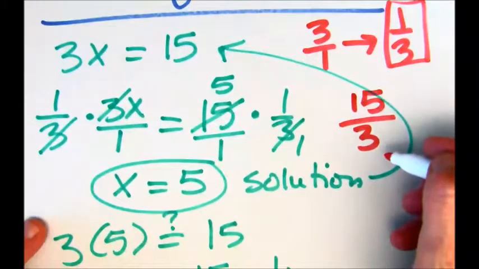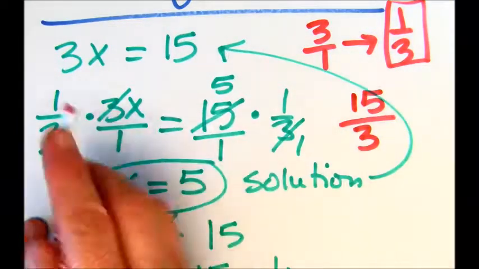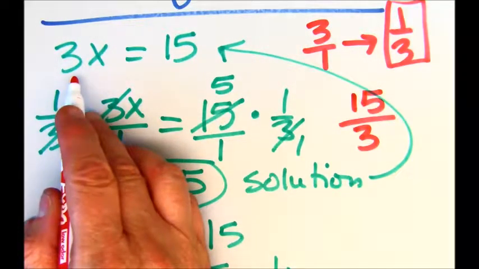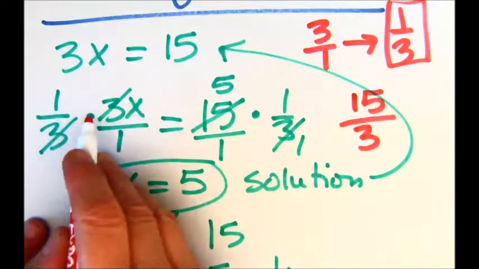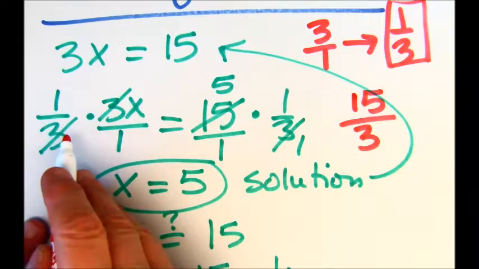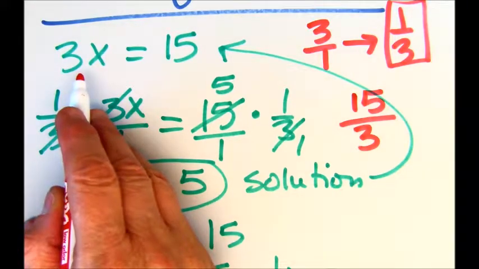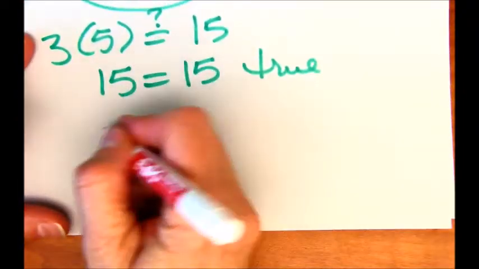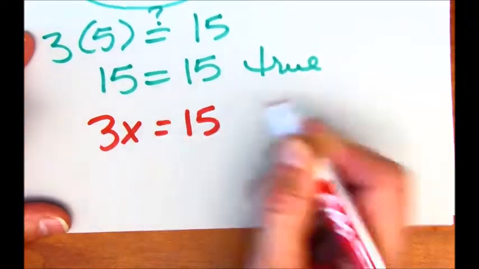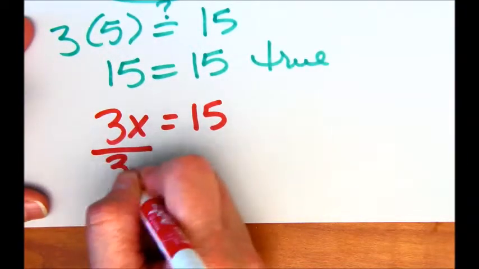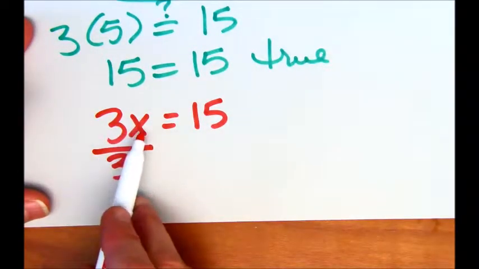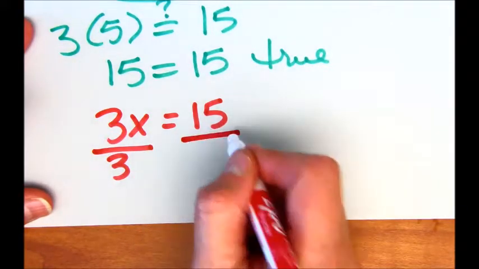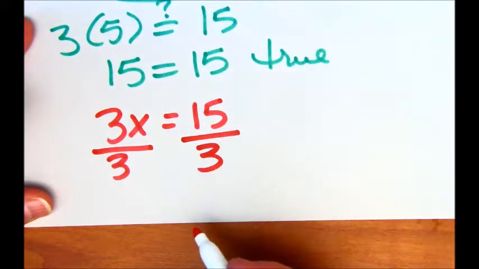So another way to look at these problems is that if you have 3 times a number equals a number, instead of multiplying by the inverse, or multiplying by 1/3, you could just divide by 3. So I'm going to rewrite it. If I go 3x equals 15, I could just divide by 3, because this is 3 times a number. So I'm going to do the opposite operation. I'm going to divide by 3, and again, you want to make sure you keep the balance. Do the same thing on the other side.